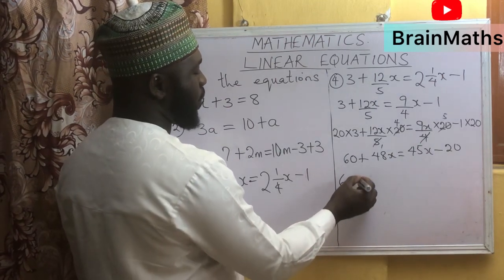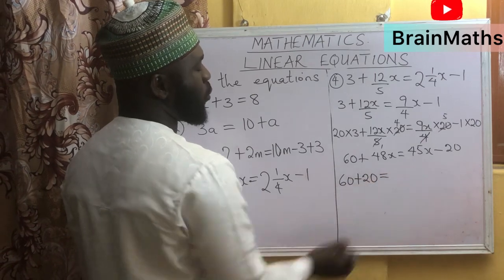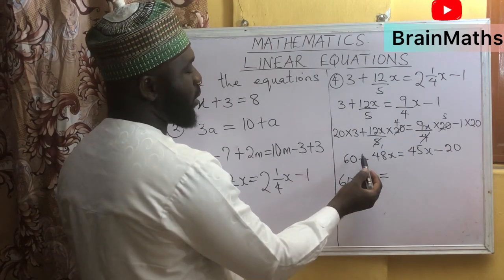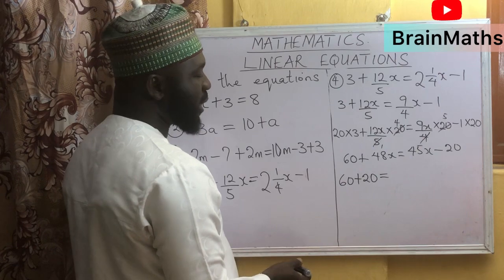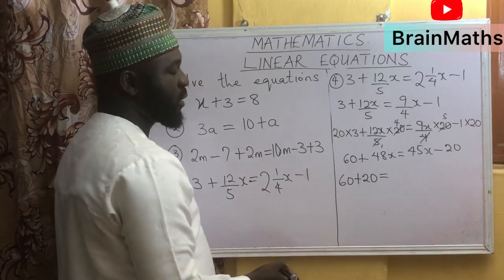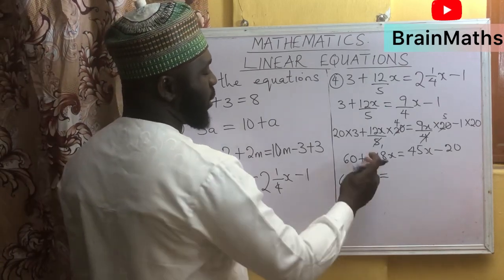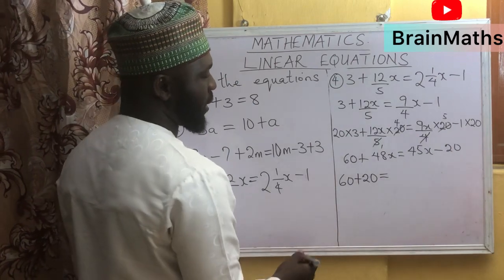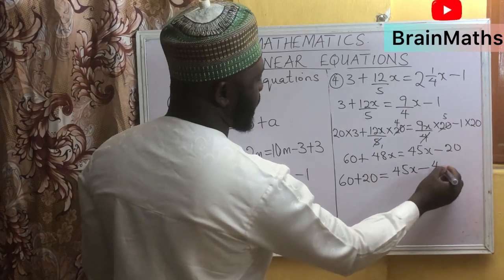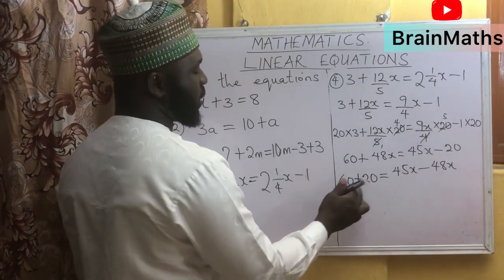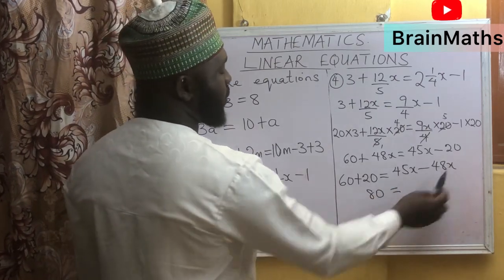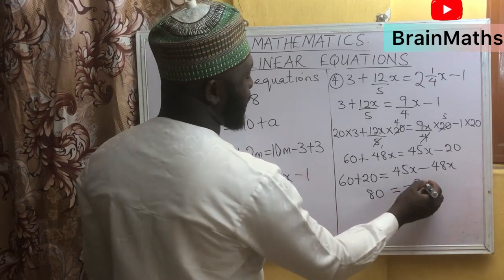So we have 60 plus 20 equals, we have 45 on this side, 45x, and we are having a positive 48x on the left hand side. For us to take it to the right hand side, then we have to subtract 48x from the left hand side. The subtraction will also happen on the other side. So this is going to leave us with 45x minus 48x. 60 plus 20 will give 80, which is equals to 45x minus 48x. That will give minus 3x.